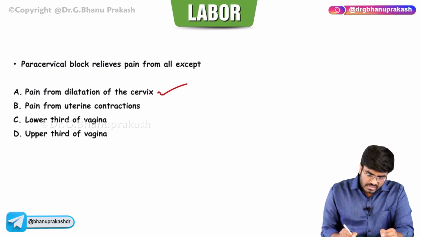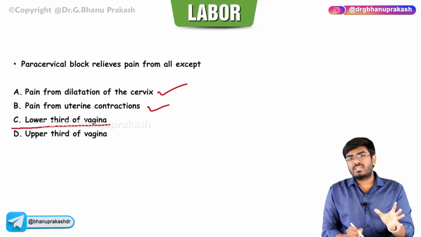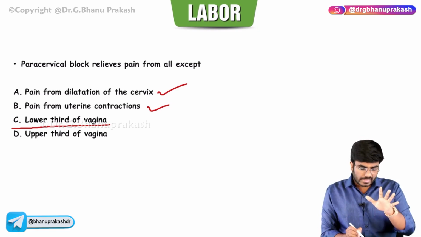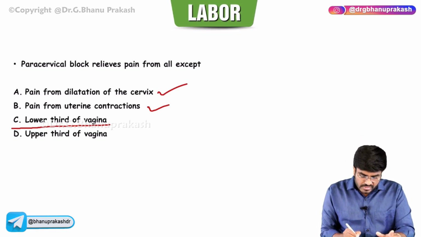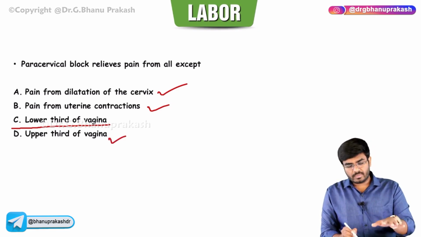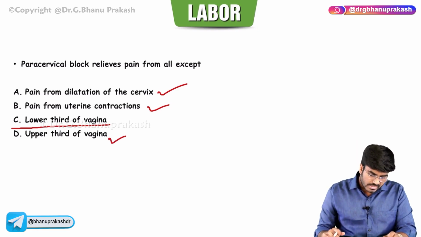Pain from the uterine contractions is also going to be decreased. Lower third of the vagina, no. Lower third of the vagina, this paracervical block is not going to relieve the pain. Upper third of the vagina, yes. Upper third of the vagina, the pain will be reduced. So the answer is C.